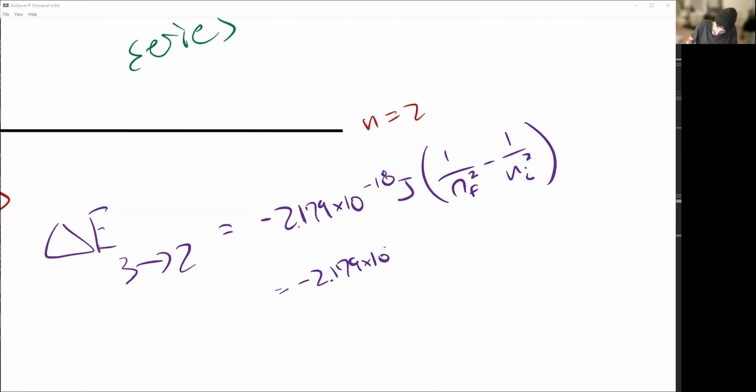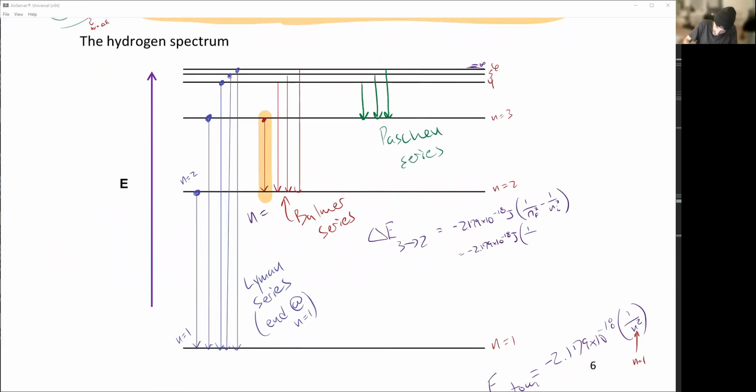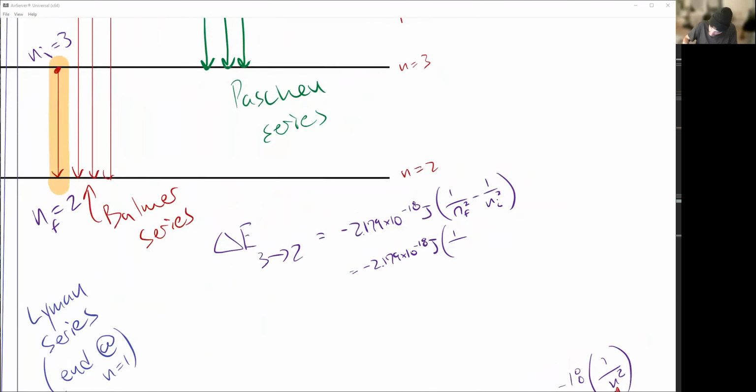2.179 times 10 to the negative 18 joules. Going from the n final in this case, right? So n final is n equals 2, and initial is n equals 3. See where I'm getting those numbers? So it's 1 over 2 squared minus 1 over 3 squared. And if you do the math, what you end up with is negative 3.02 times 10 to the negative 19th joules of energy. So that's the energy gap between there.